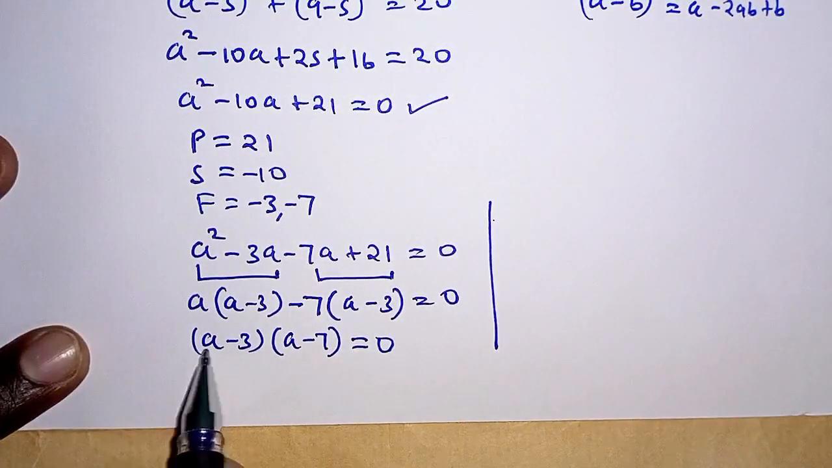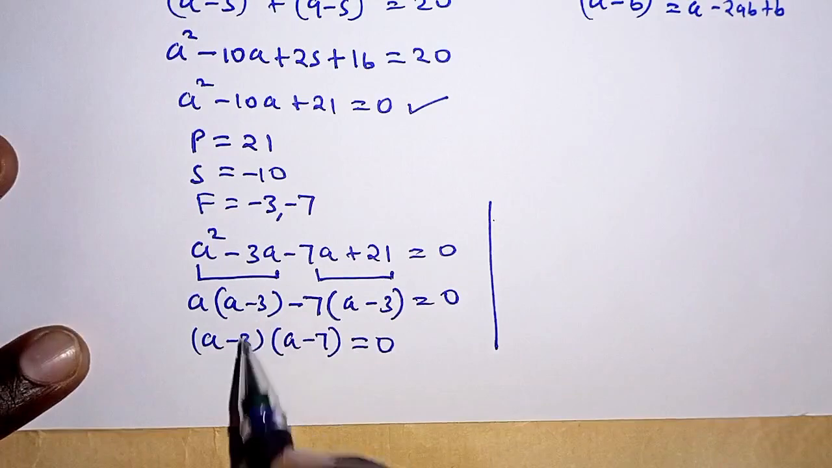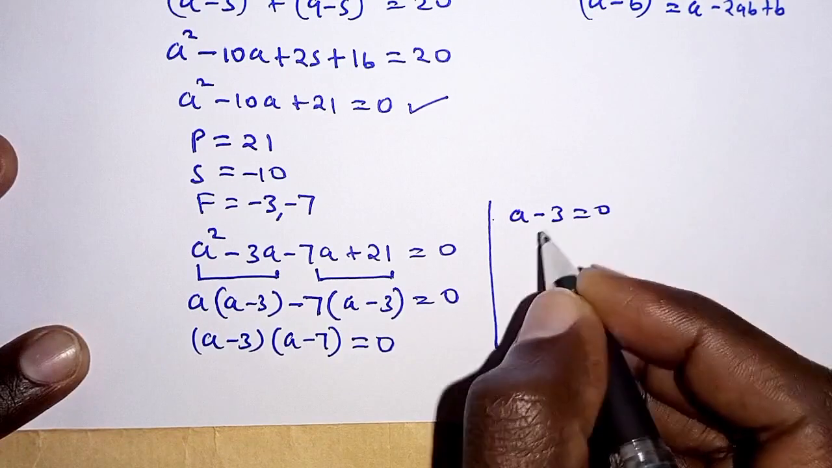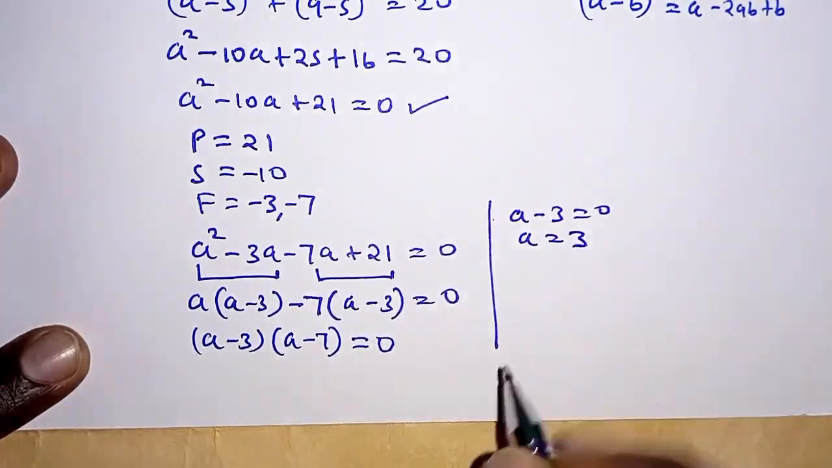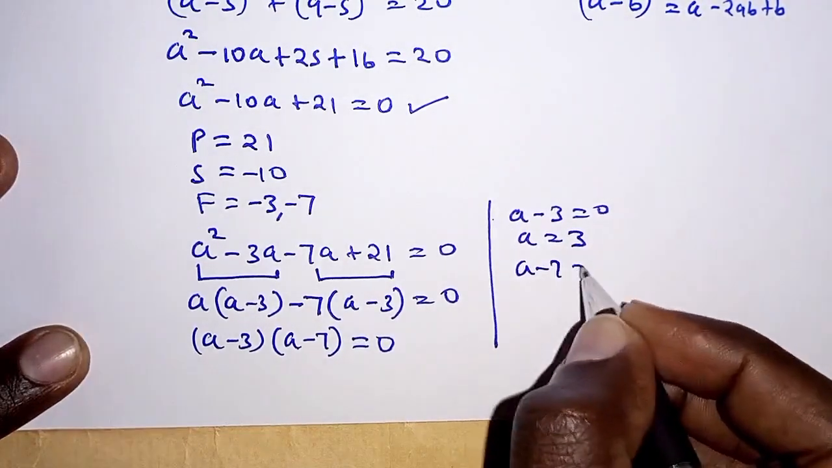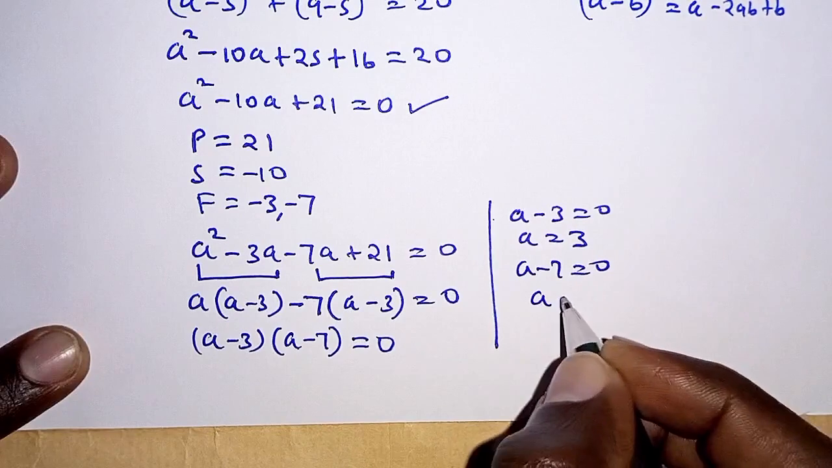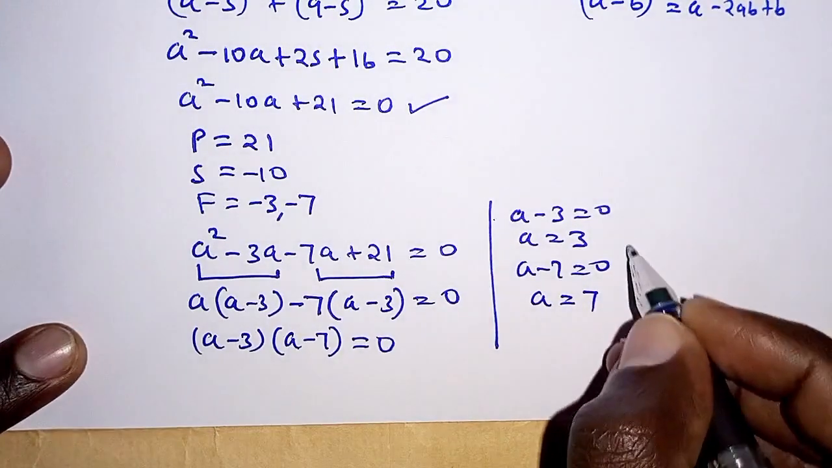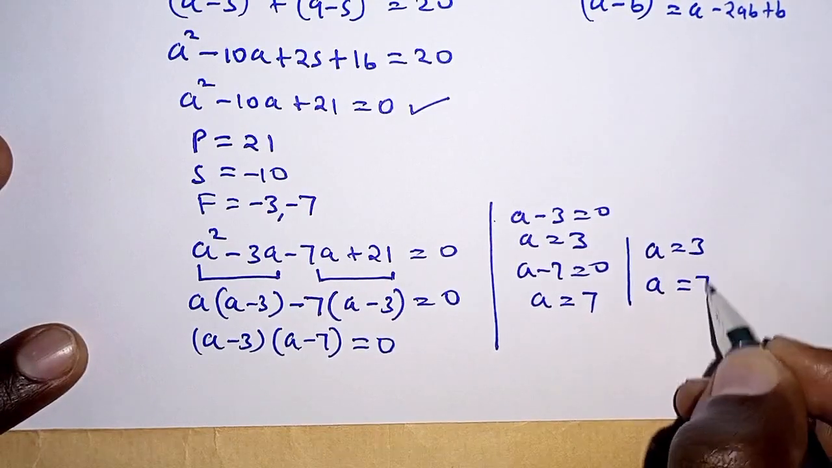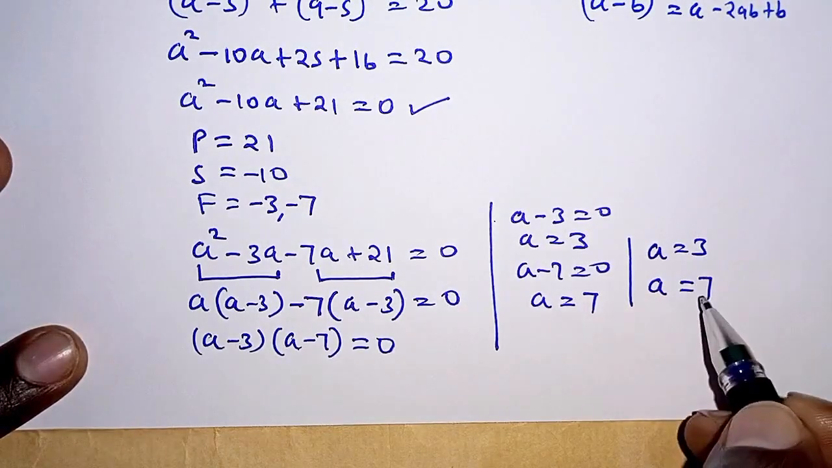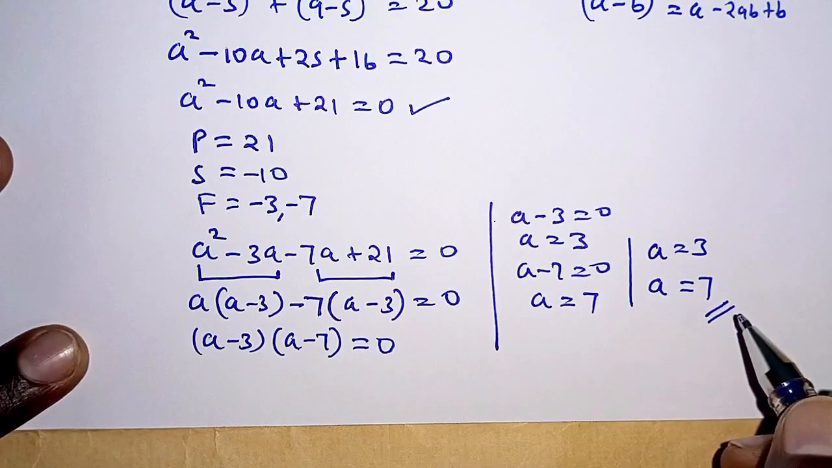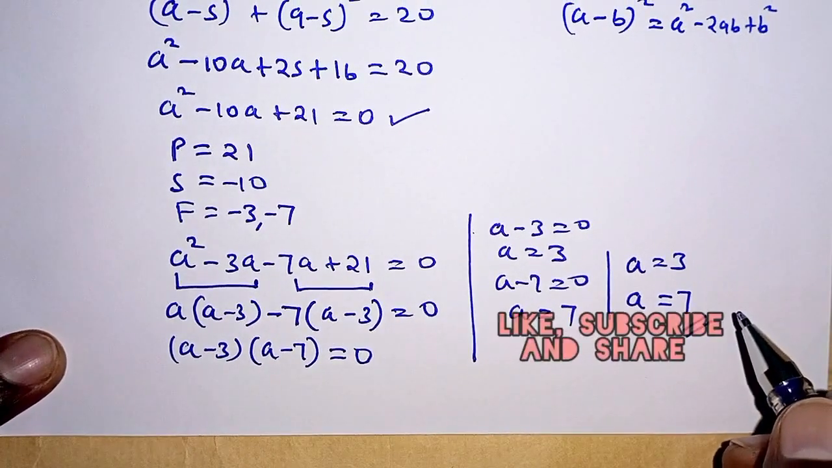From here, we can say a minus 3 is equal to 0, and therefore, 3 crossing to this side, a is positive 3. Applying the same to a minus 7: a minus 7 is 0, and therefore, 7 crossing, we have a as 7. So a is 3 and a is 7. So a can either be 3 or 7. And those are the possible values of a, just as had been desired in the question.